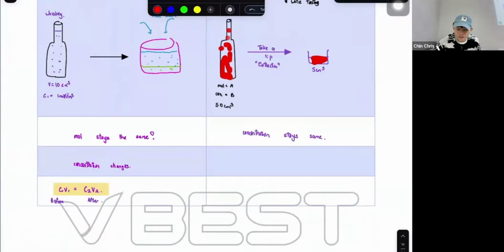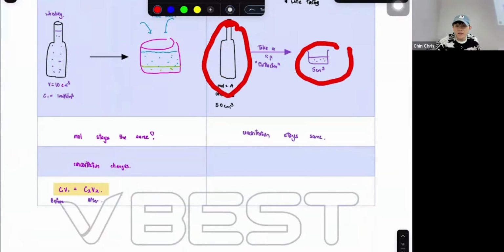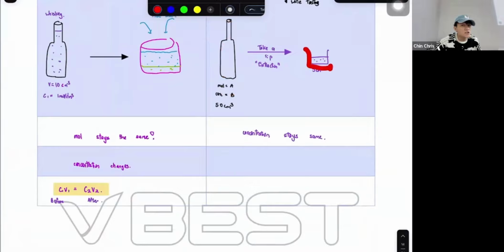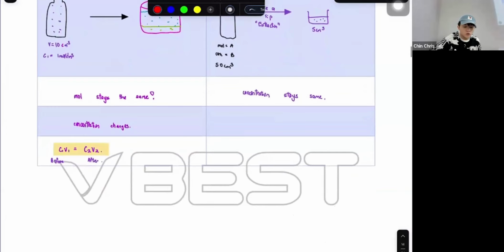But what differs is, imagine you finish a 5 cm cube or you finish a 50 cm cube. It's a different level. You finish the 5 cm cube, you can still walk out of the classroom, still looking okay. You finish the entire 50 cm cube, you're going to lie on the floor, get drunk. Why? Because the moles of alcohol you're consuming is different. So mole changes here. Understand?